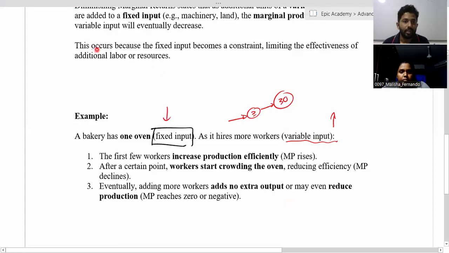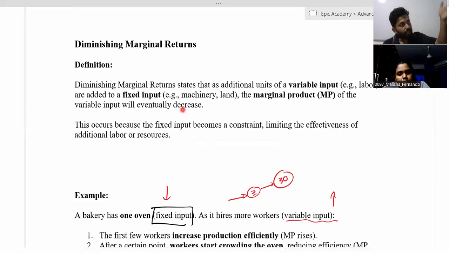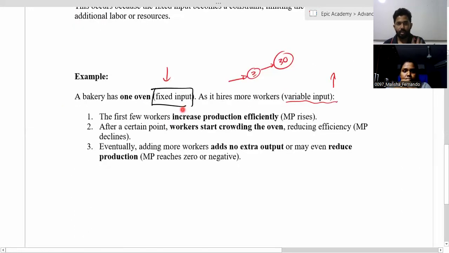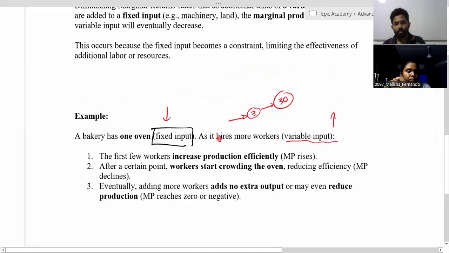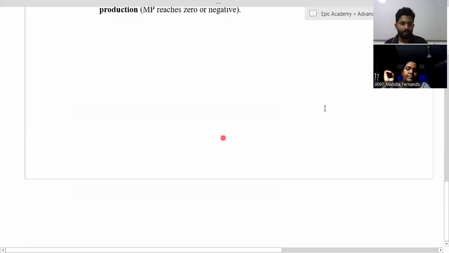That's the meaning of this. It occurs because the fixed input becomes constant, limiting effectiveness with the added labor resources. If you are keeping the same amount of fixed input and only try to increase the labor, the effectiveness of increasing the labor can be reduced. That's the meaning of diminishing marginal returns. Okay. That is how it is explained by using a simple example. Okay.